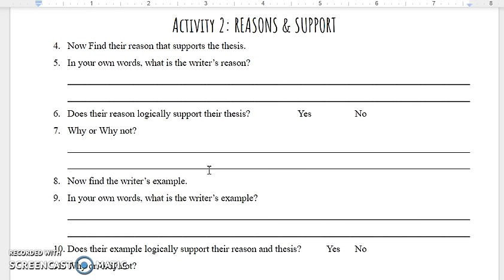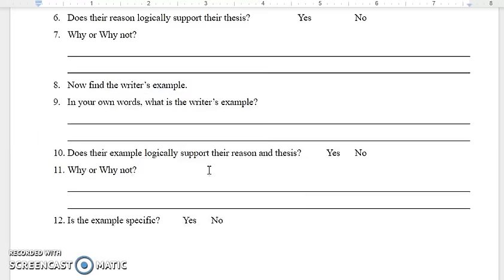You could also look at that why or why not to help guide your rewriting. So if you have a no circled, you need to go ahead, pause the video, take care of that reason, and then come back here. Otherwise, we are going to move on to the example.